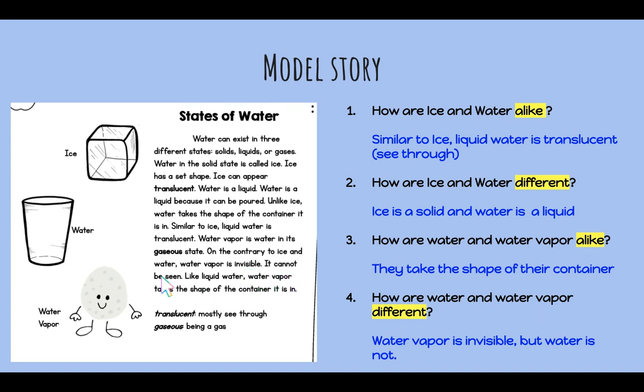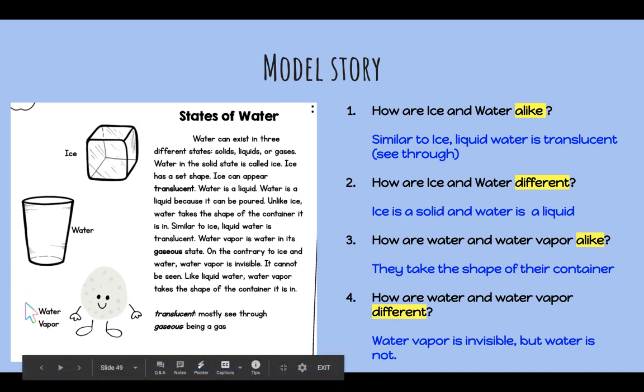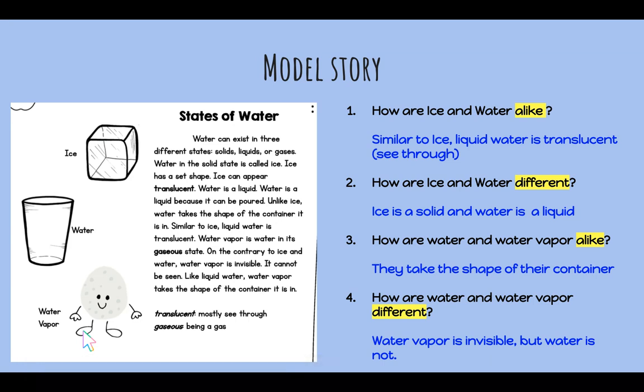It cannot be seen. Okay, so water vapor, remember, is like gas. So think about when your parents are boiling a pot of water, okay, to cook something. Maybe they're going to cook some noodles or something, and they're boiling a pot of water, and you see all of that bubble and steam, okay, coming up from the pot. Okay, that is water vapor. That is the gas of the water coming up, right?